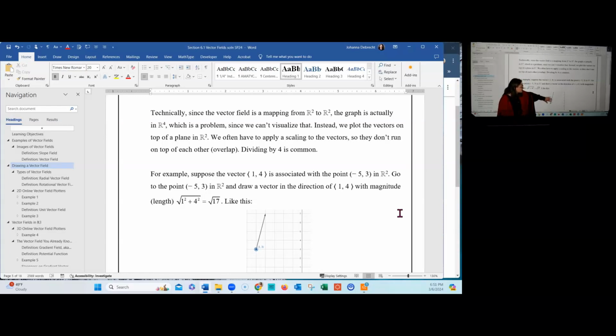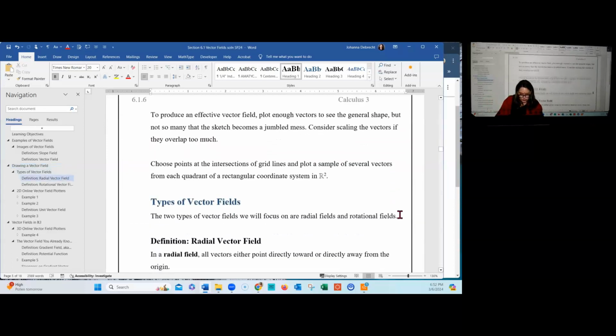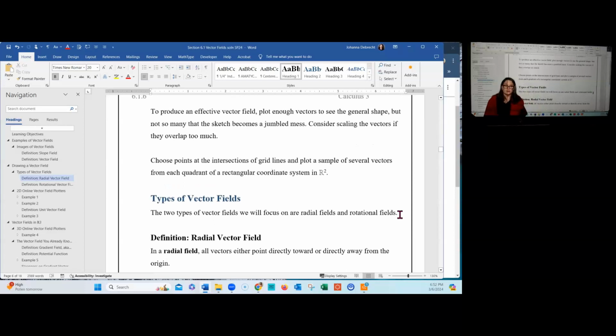Now, this is a relatively long vector for a vector field. So many vector fields will divide this magnitude by 4 to get something that is easier to graph without overlapping with others. It's quite common to plot them at regular intervals moving across in a grid-like pattern. If you want to produce an effective vector field, you want to plot enough vectors to see the general shape, but not so many vectors that it becomes a jumbled mess.